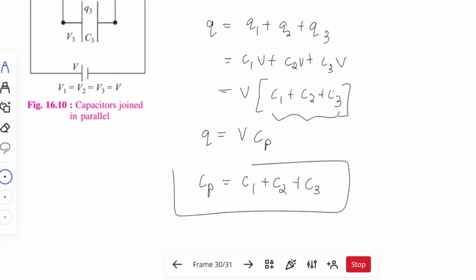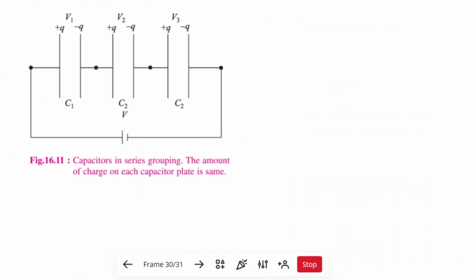In series combination, the first plate of the capacitor is connected to the electrical source. So this is connected to the electrical source. Then each subsequent plate of the capacitors is connected in series, and the last plate is connected to the source again. Here the key difference is that while capacitors in series all receive the same charge, the voltage across each capacitor varies depending on its capacitance.